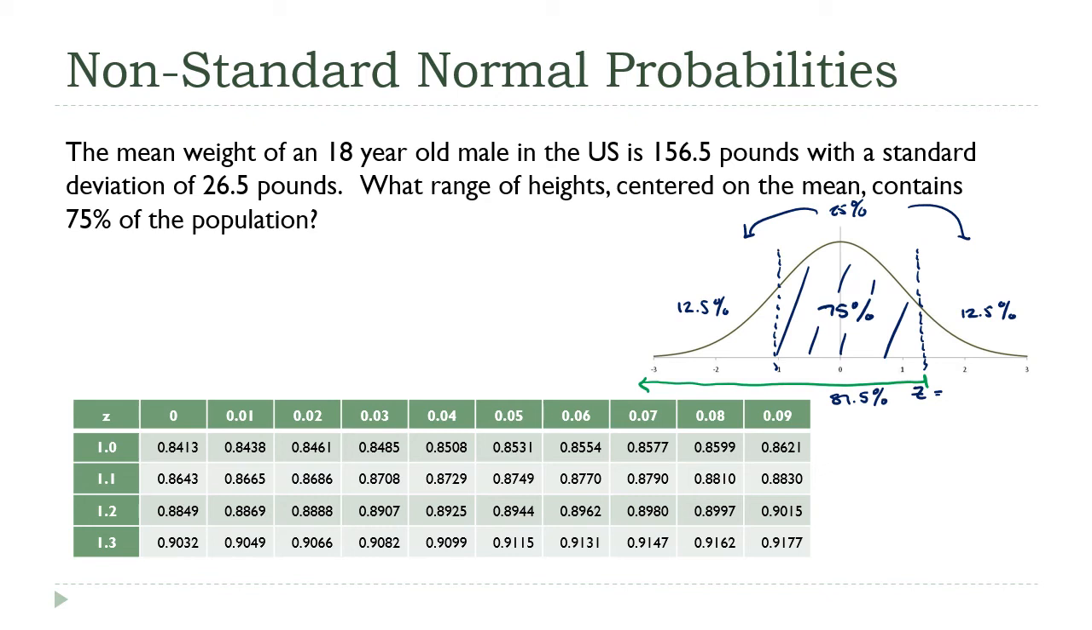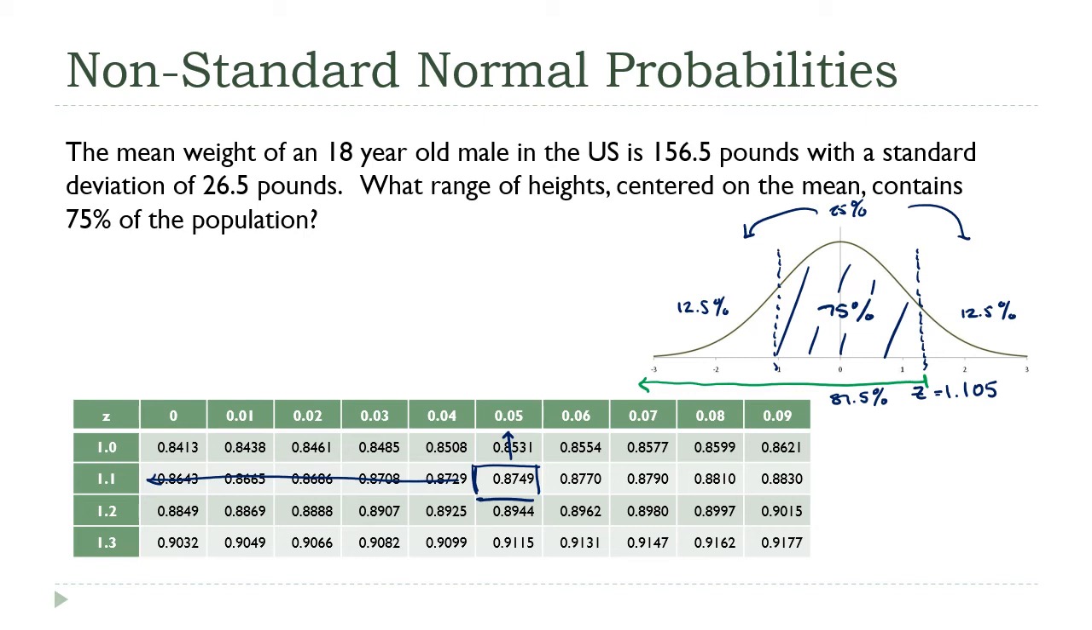So when I look that up in the table, what do I get? 0.875. This number is going to be the closest. That's 1/10,000th off. So what's my z-score then? My z-score is 1.1 plus 0.05. So this is 1.105. That's going to give me my upper value.